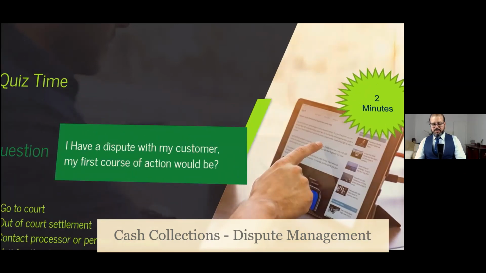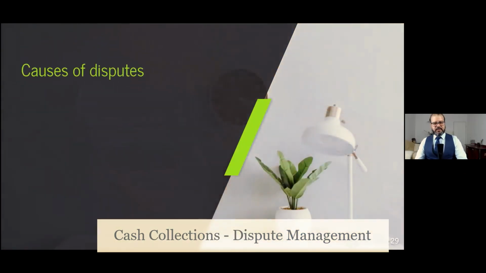So good, let's move on and quickly look at a few very common causes of disputes. I'm mindful about your time as well. We might run over a little bit, but stay with me. I will make sure that we finish what we are supposed to learn today.